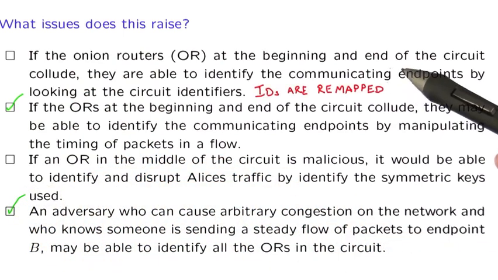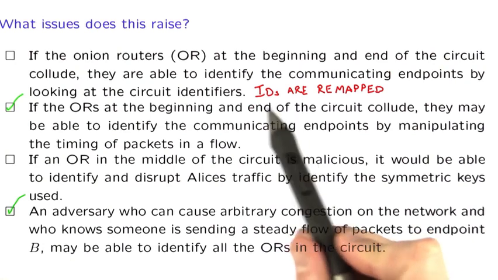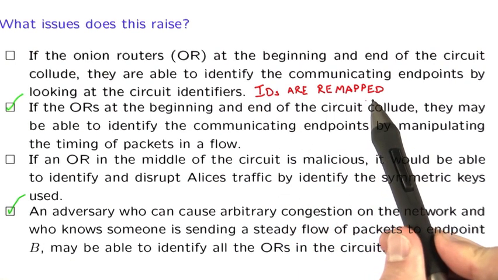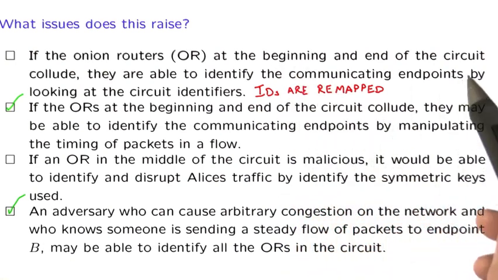The first one is not an issue because the circuit identifiers are remapped in between each onion router. And so there's no way for the beginning and ending onion routers to collude. The second statement is an issue. In section 7 of Tor, the second generation onion router paper, the authors discuss this issue when talking about end-to-end timing attacks and introducing timing into messages.